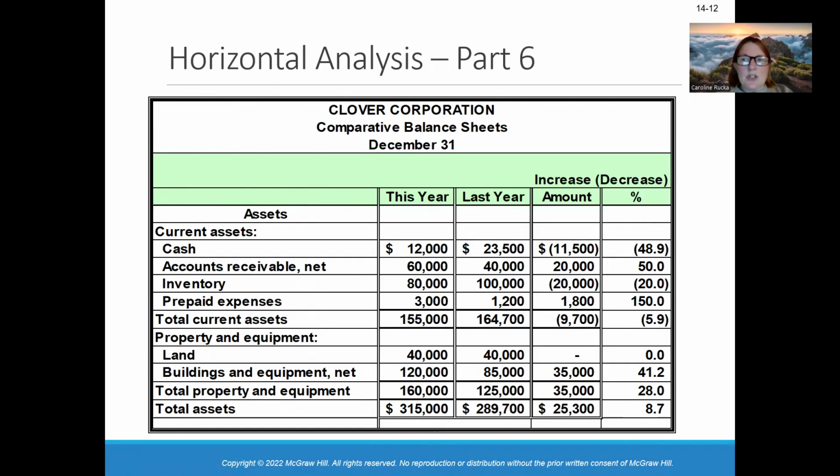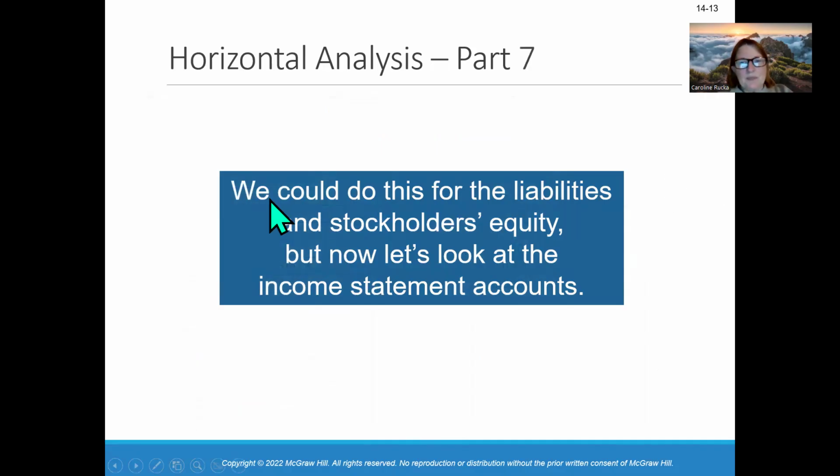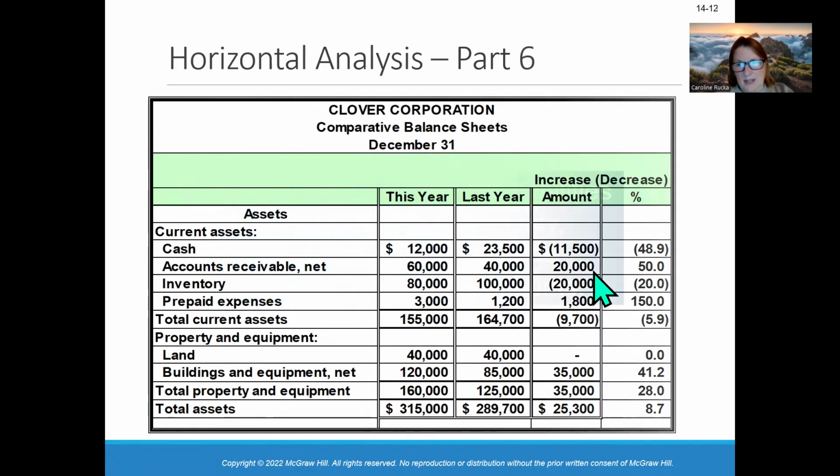Also, if you're trying to compare companies of vastly different sizes to see which is performing better, percentage is a better way to sort of normalize those numbers, okay? And allow you to compare vastly different numbers, okay? You can do this for liabilities and stockholders' equity as well, just like we did this for assets, okay?